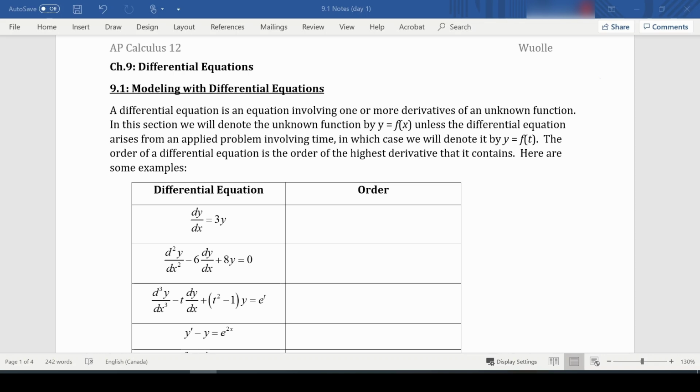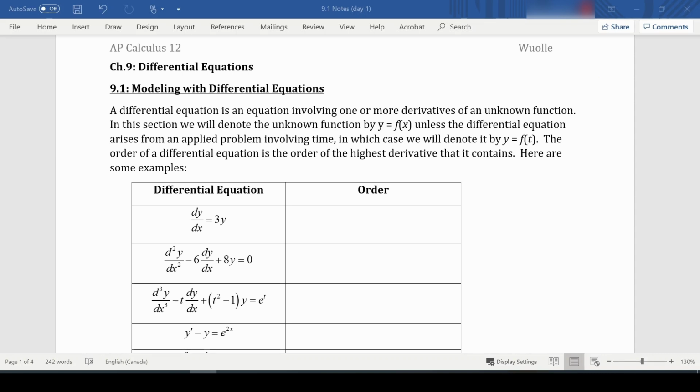So a differential equation is an equation involving one or more derivatives of an unknown function. In this section, we will denote the unknown function by y equals f of x, unless the differential equation arises from an applied problem involving time, in which case we will denote it by f of t. So here are some different examples.